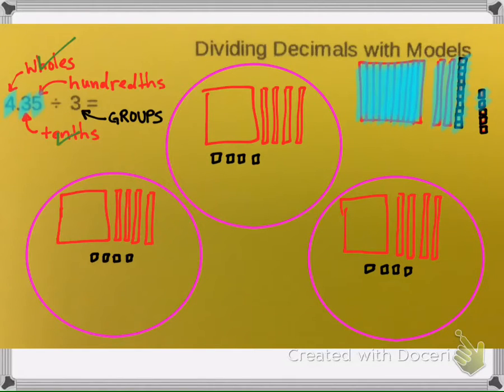So I now have 3 extras, and that's perfect because I can give one more to each group. And then that means that I've used all of them. So what I have now is 3 equal groups. And let's see what's inside each and every one of those groups.